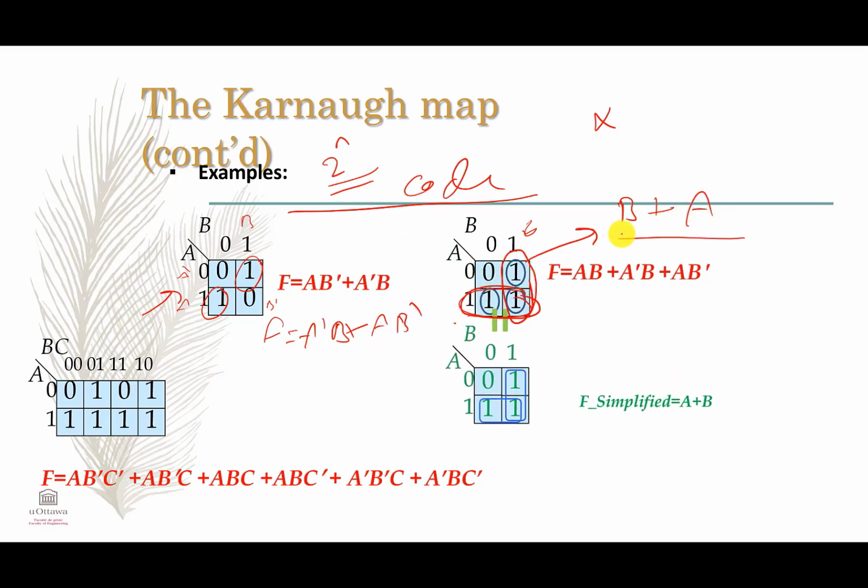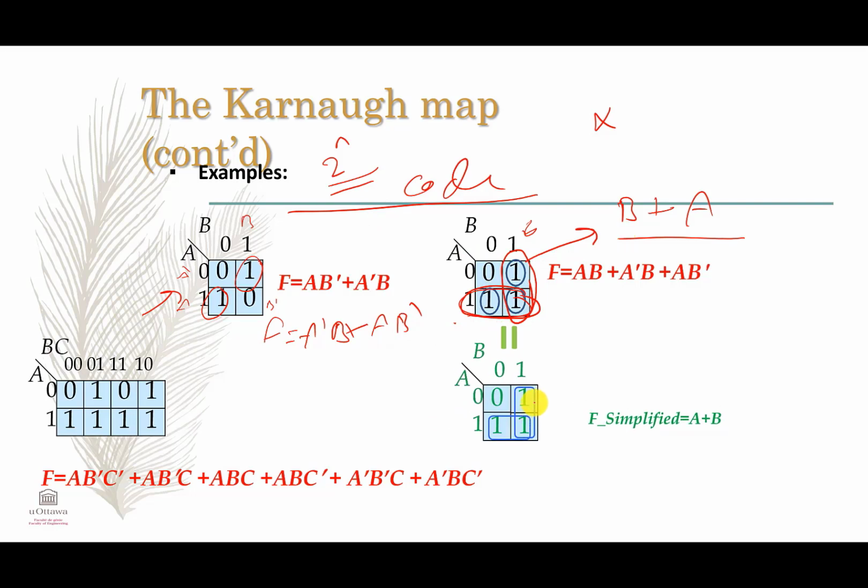Let me show you in more detail here. So we took this, and this will give you B, because that's 1, and this will give you A. So the simplified F will be A plus B. We'll not go over the hassle of, if we grouped each one of them, it is going to be AB plus A prime B plus AB prime. And if we use Boolean algebra, we will get the same result. So it's like magic.